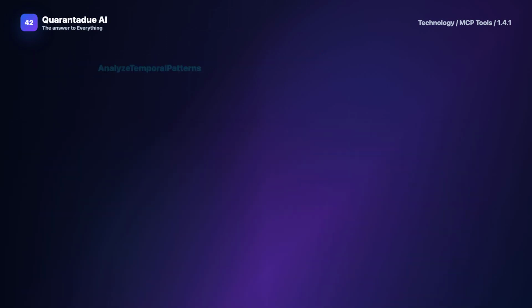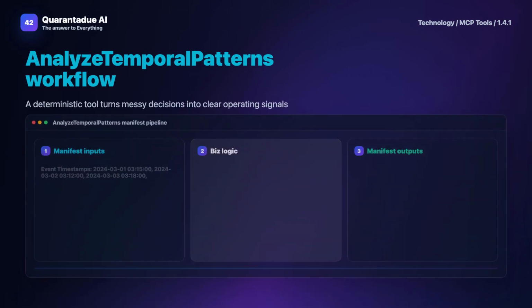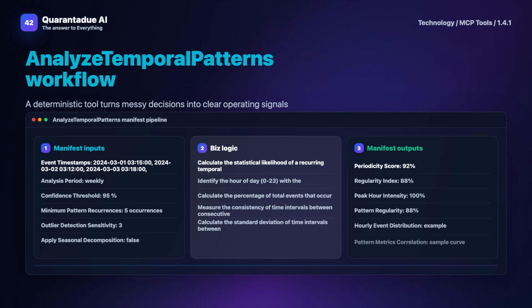A common misconception is that any monitoring tool can do this, but most just show graphs. They don't analyze temporal structure. Our software differentiates by applying statistical models to identify exact intervals, whether daily, weekly, or custom, and flags anomalies against baselines. Think of it as giving your data a heartbeat monitor.